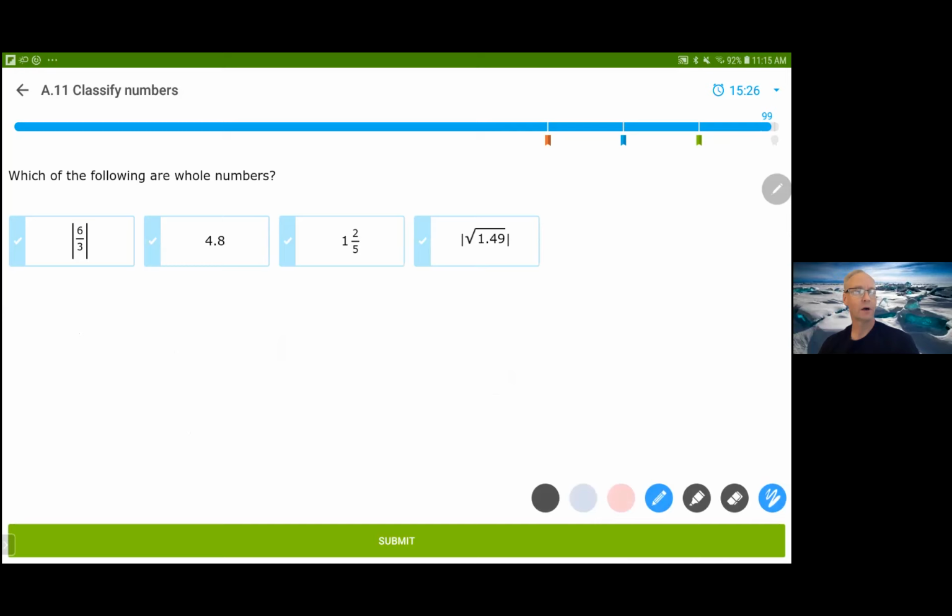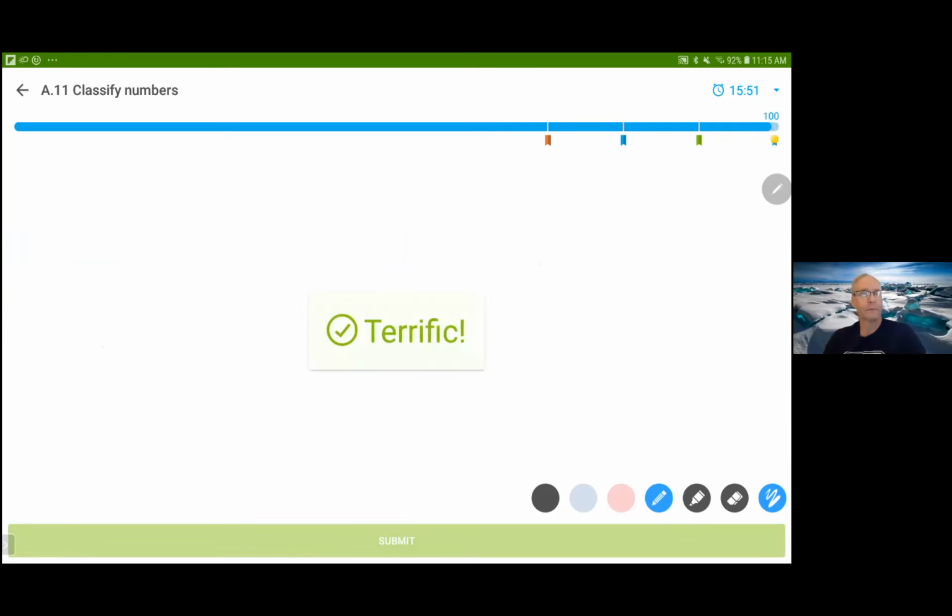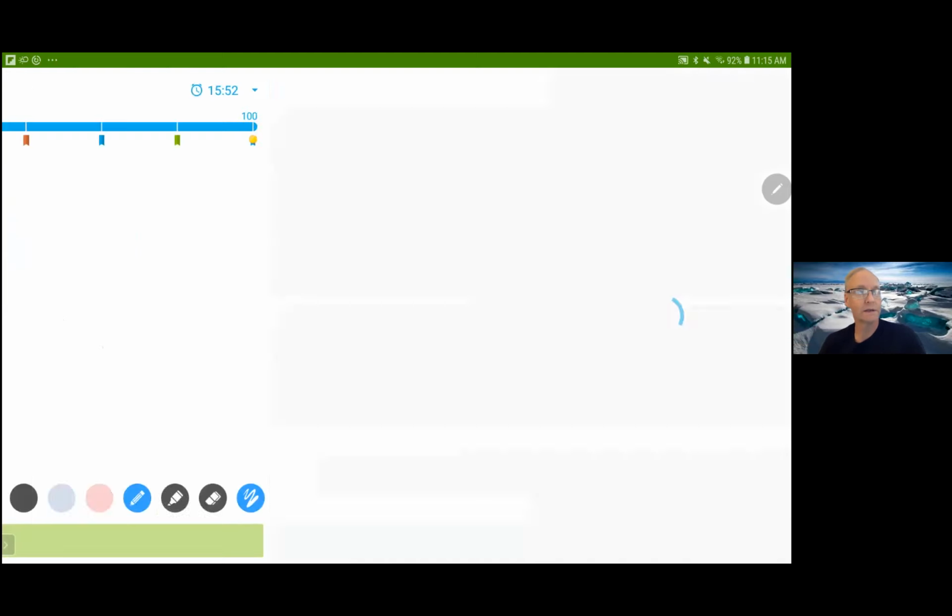Which of the following are whole numbers? Well, this is the absolute value of 6 divided by 3, which is 2, and that happens to be positive 2. The absolute value just always makes it positive. Now this one happens to be rational, maybe, but no, it's not. It's neither one, actually. The only one is the first one. That's the only one that's a whole number. And it looks like we're all done.